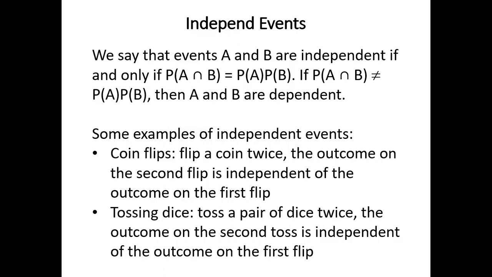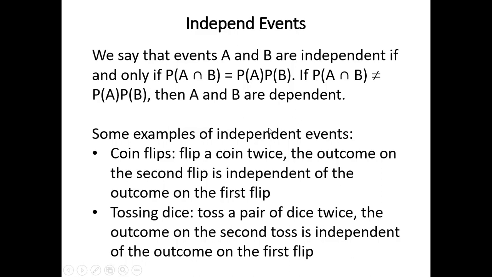The definition of independent events goes like this. We say that events A and B are independent if and only if the probability of A intersect B is equal to the probability of A times the probability of B. And of course, if we have this equation with not equals, then A and B are dependent.